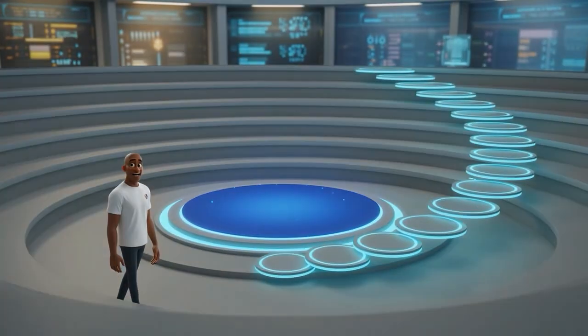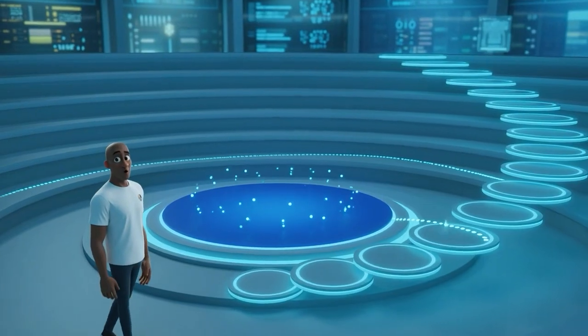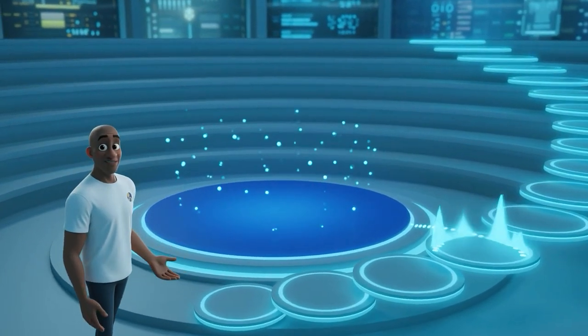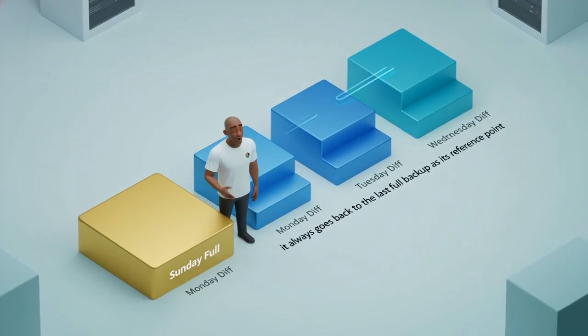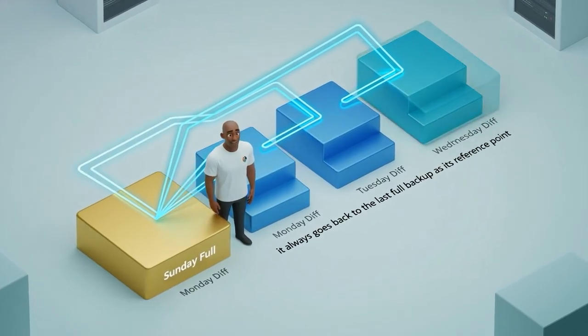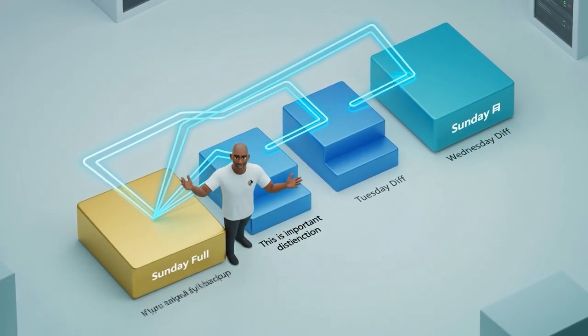A differential backup captures everything that has changed since the last full backup. It doesn't capture changes since the last differential. It always goes back to the last full backup as its reference point. This is an important distinction.